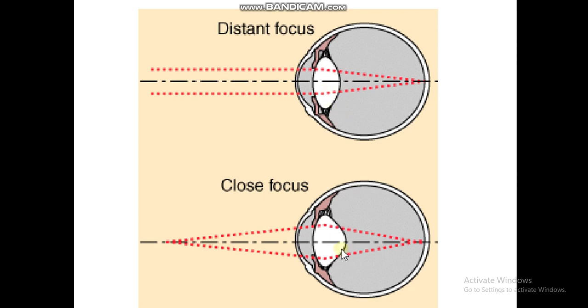In these two pictures you can see one difference. Here the shape of the lens is a little thinner compared to this one. Here the shape of the lens is thick, and in this one the shape of the lens is thinner, and here it is very thick. So why does this difference occur? When the object is at different distances, the shape of the lens is altered or changed. Why? We need to understand in the further slides.